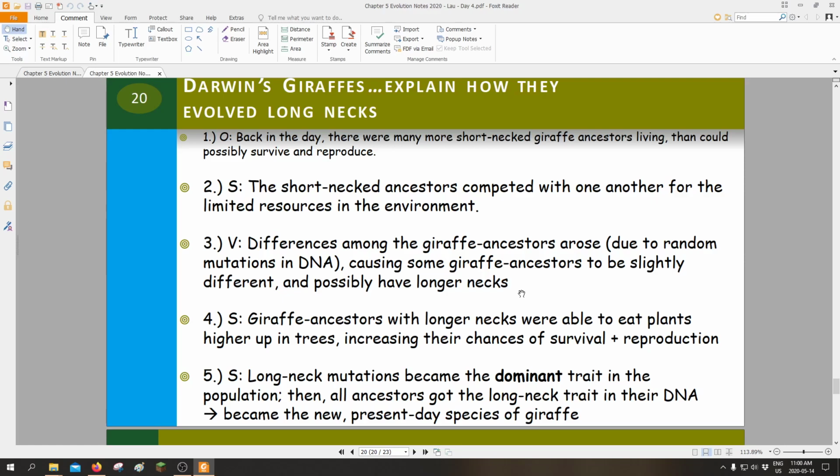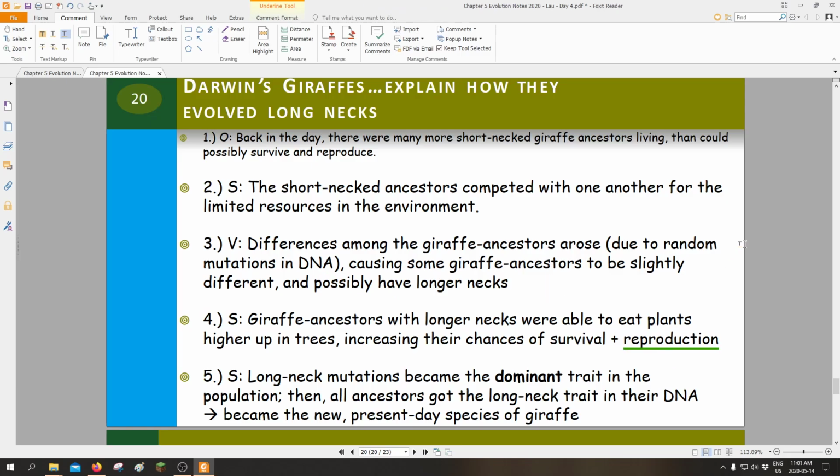Number 4, survival of the fittest. These giraffe ancestors with longer necks, again, because of the mutations in the DNA, okay, were able to eat plants higher up in trees, which also increased their chances of survival, and, very important right here, reproduction.